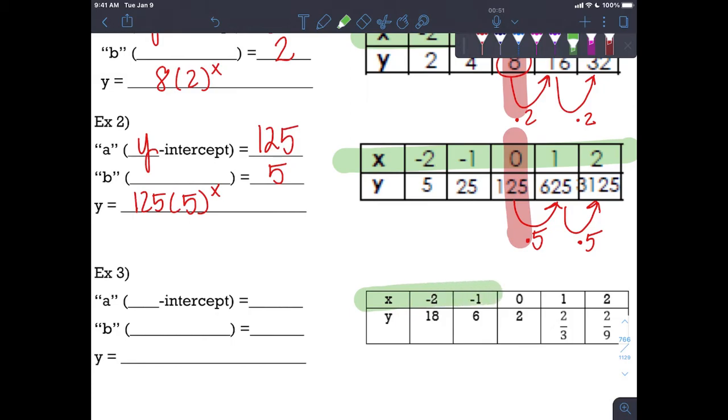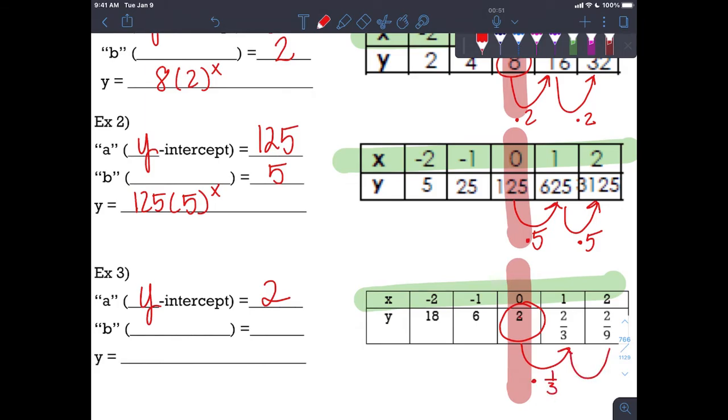Again, I look at my x values. I locate where x is equal to 0. I find my y-intercept. It's equal to 2. Now I ask myself, how do I get from 2 to 2/3? I multiply by 1/3. And that trend seems to continue. Therefore, my b value is equal to 1/3, and my equation is 2 times 1/3 to the power of x. Very simple, quick, and easy.